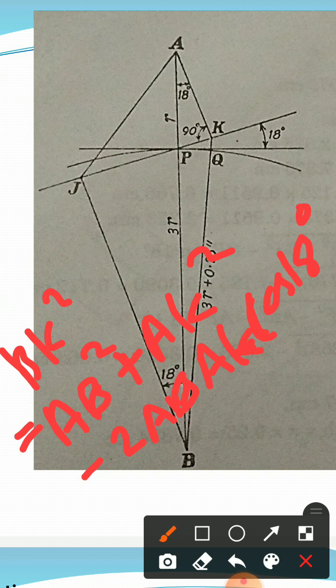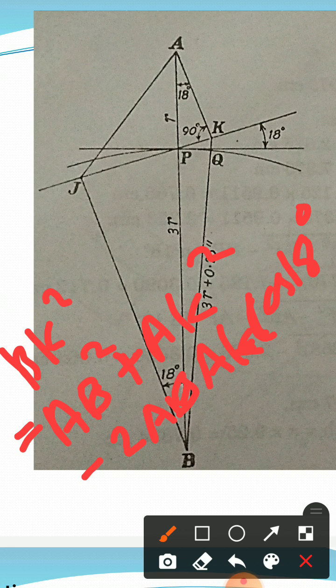Now we have to find out. Now put the values of these lines, AK, AB, and the angle between these lines is 18 degrees. It is given. It is nothing but the pressure angle. That is given to you. Now find out this AB and AK.